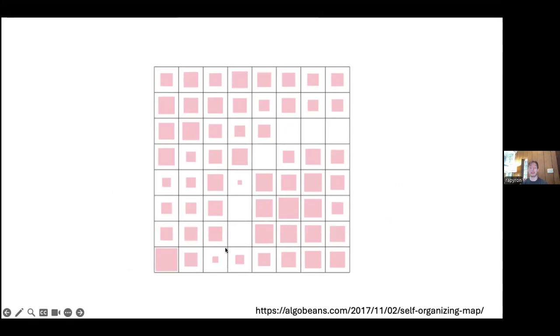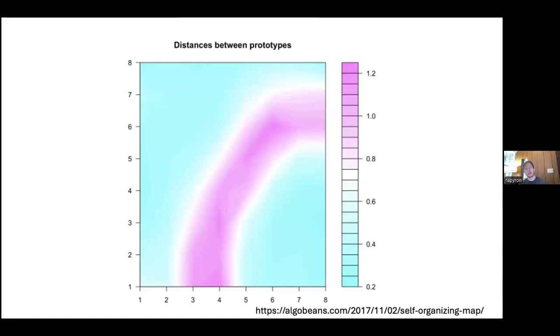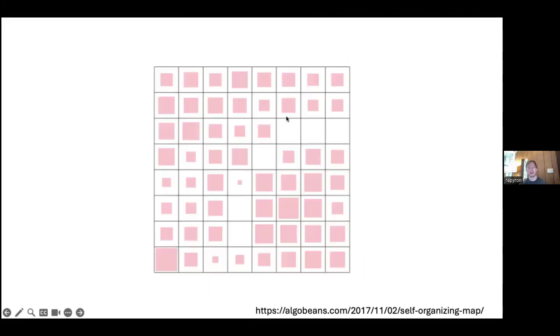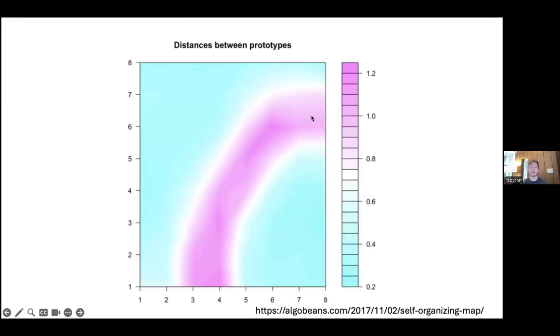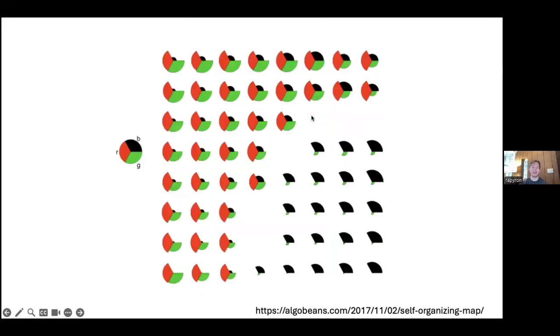These cells are empty. We can also then ask in the original multidimensional space, how close are those cells to each other? So the blue regions, the cells are very similar. The purple regions, the cells are very different. And you can see it's this arc here of these cells that don't have any occupancy that are also very different from each other. What is that saying? It's saying that basically we're clustered into two distinct groups.